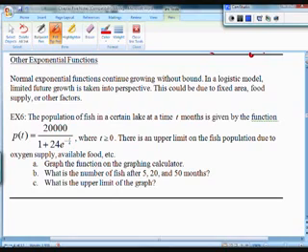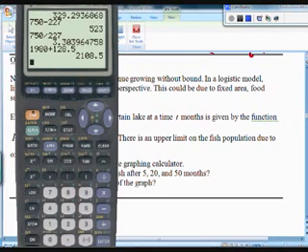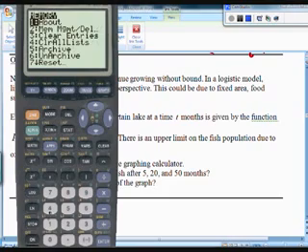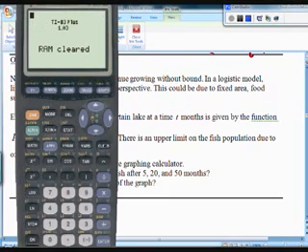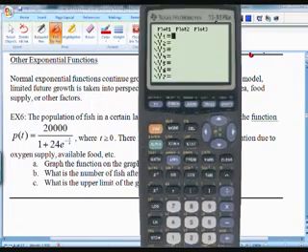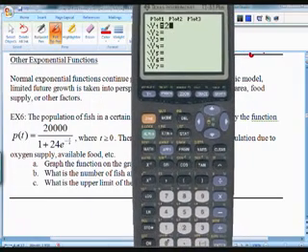So here we go. It says graph the function on the graphing calculator, step 1. So let's do that first. Second, let me clear my memory because I've got a ton of stuff in here. So y equals 20,000 divided by, and put the bottom in parentheses so you'll divide by all of it, 1 plus 24 e raised to the negative x over 4, where again x would be the number of months in this case.